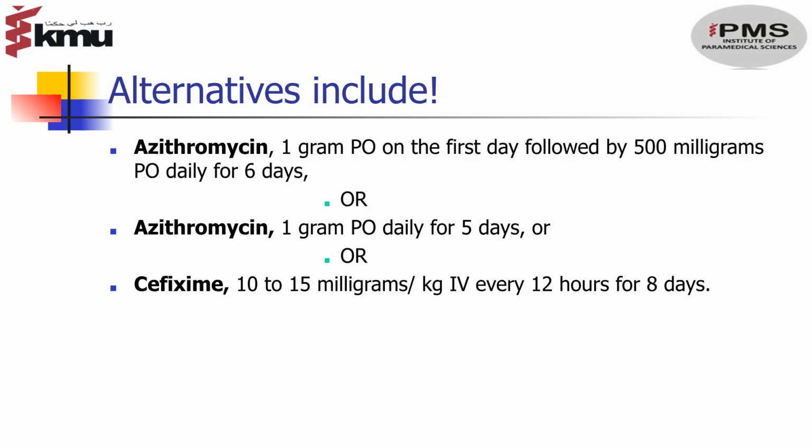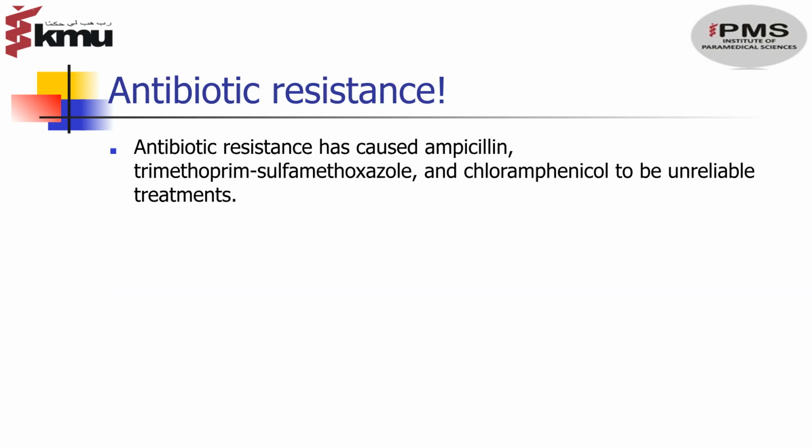Alternative treatments include azithromycin, either 1 gram PO on the first day followed by 500 milligrams PO daily for 6 days, or 1 gram PO daily for 5 days. Cefixime is another option, at 10 to 15 milligrams per kilogram IV every 12 hours for 8 days. Due to antibiotic resistance, treatments such as ampicillin, trimethoprim sulfamethoxazole, and chloramphenicol are no longer considered reliable.